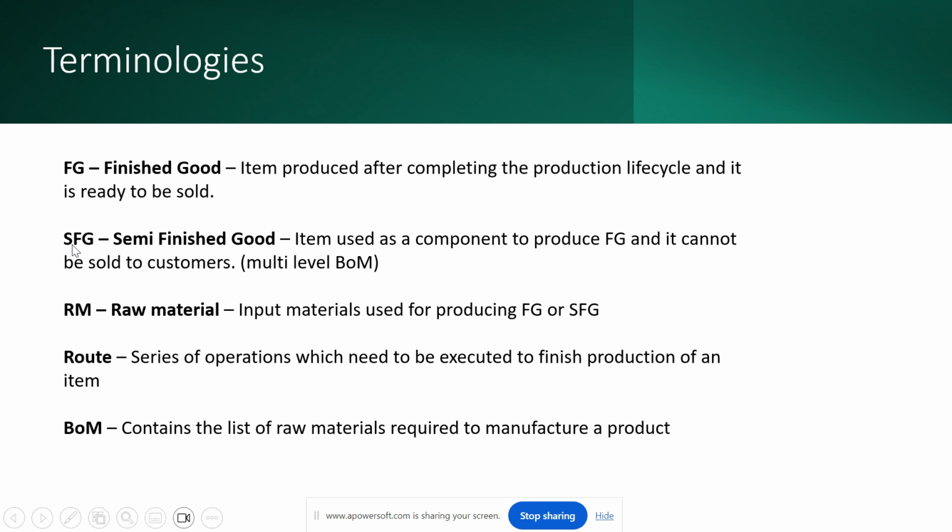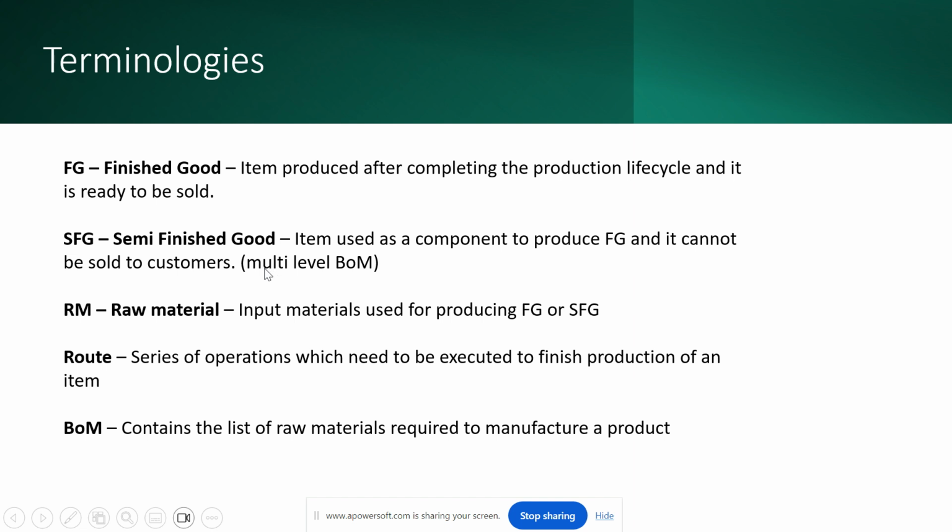And we may have SFG. SFG is semi-finished good. Semi-finished goods are basically used when we have a multi-level BOM. Let's say you are trying to manufacture a car, but in order to manufacture a car, you need to have an engine, right? So in order to manufacture an engine, you may be getting a clutch system from your vendor, a cam system from another vendor, a cranking system from another vendor, or you are getting your fuel system from another vendor.